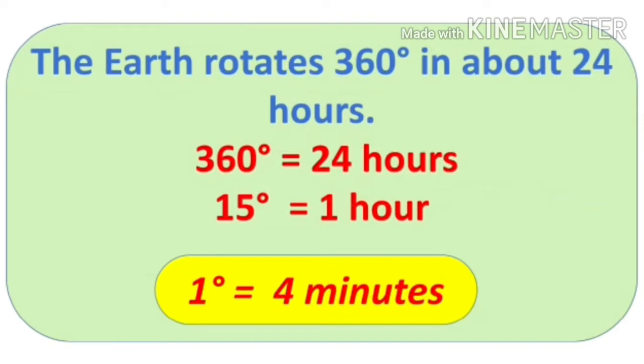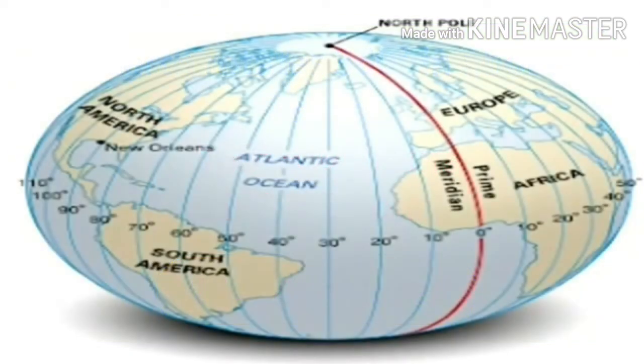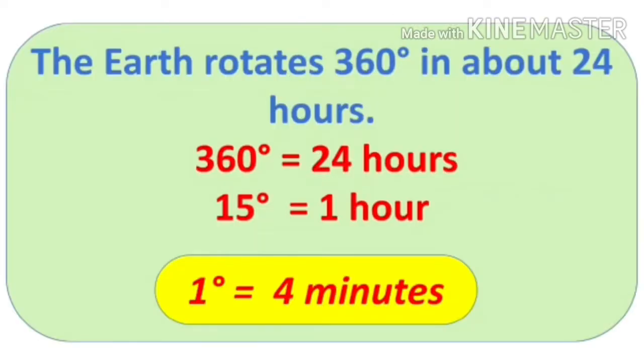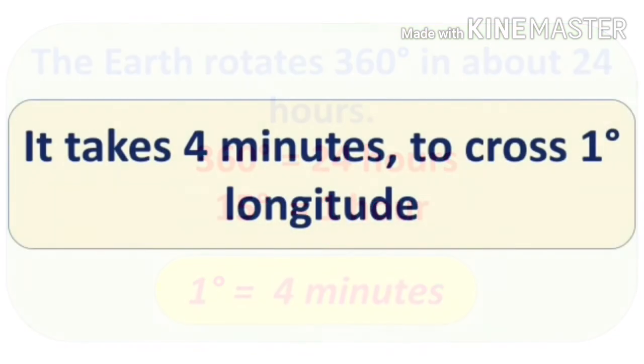Okay. And I said in Greenwich it is 0 degree. The very next longitude will be having 1 degree and the second one 2 degrees, like that up to 15 degrees, right? Yes. And for 1 degree it will take 4 minutes. You see, it will take 4 minutes. What does it mean? It means it takes 4 minutes to cross 1 degree longitude.